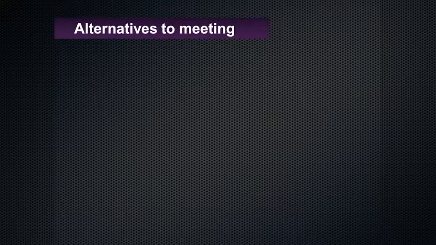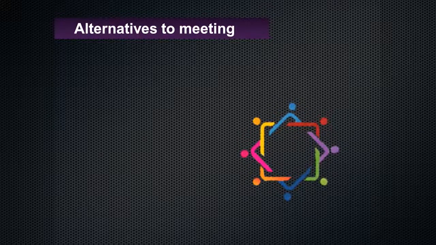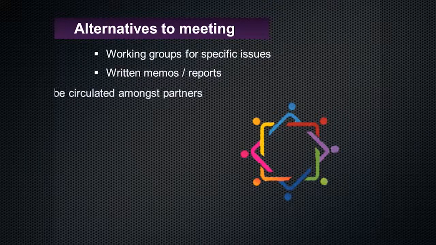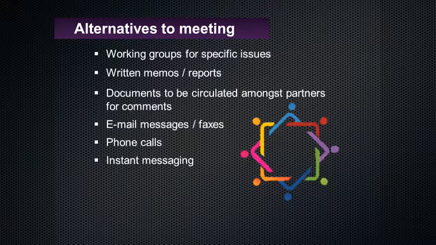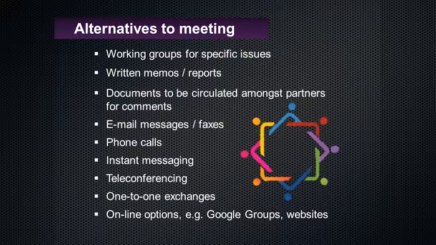However, it is also important to know that meetings are only a way to complement other coordination mechanisms. There are different alternatives that can be used to ensure participation and involvement of partners, such as working groups for specific issues, written memos and reports, documents to be circulated amongst partners for comments, email, messages, fax, phone calls, instant messaging, teleconferencing, one-to-one exchange, online options, for example Google Groups and websites, video.